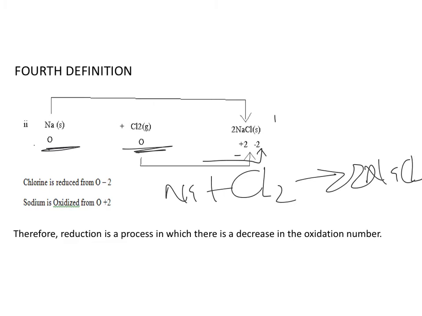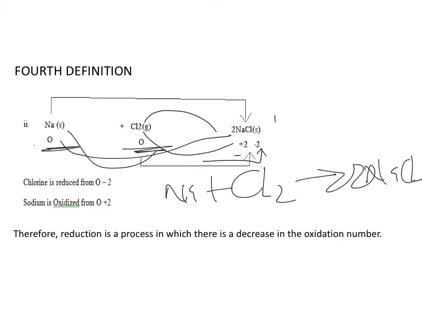Therefore, reduction is a process in which there is a decrease in the oxidation number. And as you can also see, oxidation and reduction take place in the same reaction. While sodium is being oxidized, chlorine is being reduced. So in this case, chlorine is the oxidizing agent, while sodium is the reducing agent.